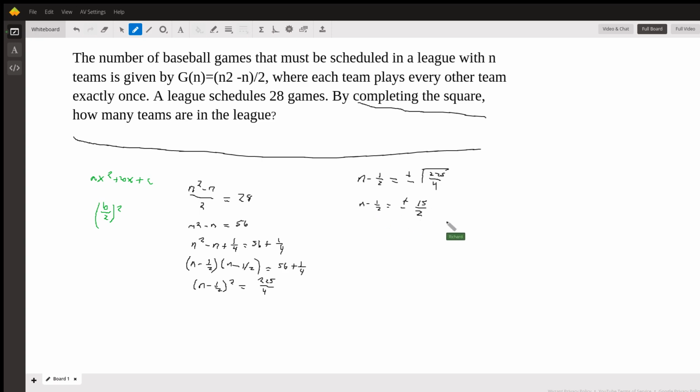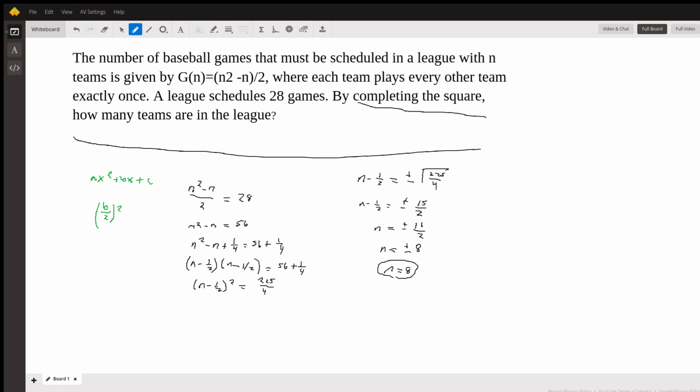Now to solve for n, we'll bring over the 1/2. So n is equal to plus or minus 16 over 2, because 15 over 2 plus 1 over 2 is 16 over 2. So n is going to be equal to plus or minus 8. Now we know it's not going to be -8 because you can't have a negative number of teams. So our final answer is 8 teams.